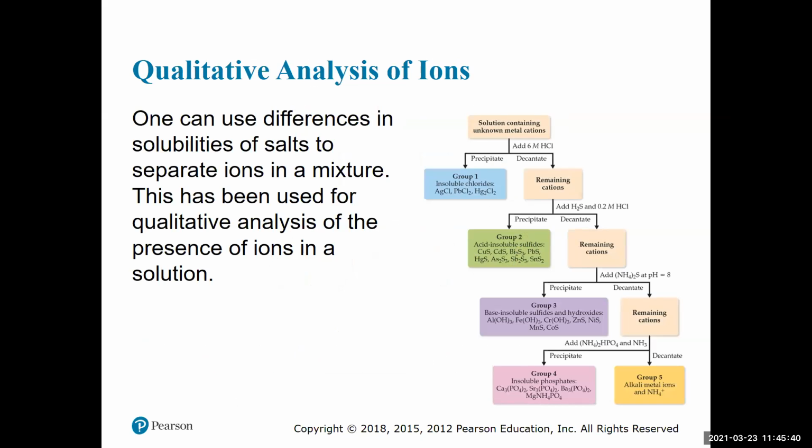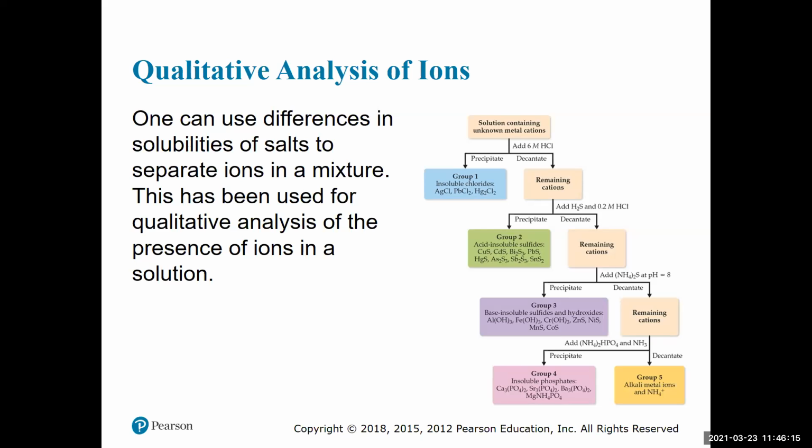This is where you get an unknown, usually some kind of metal cation, and then you go through this decision tree, so to speak, this flow chart, where you add things. For instance here, you add 6 molar HCl, and if you get a precipitation, then you know it's a group 1 insoluble chloride. So it could be silver chloride, lead chloride, or mercury chloride, and you keep following this down. If you do it properly, you can usually figure out what it is. It works kind of okay.